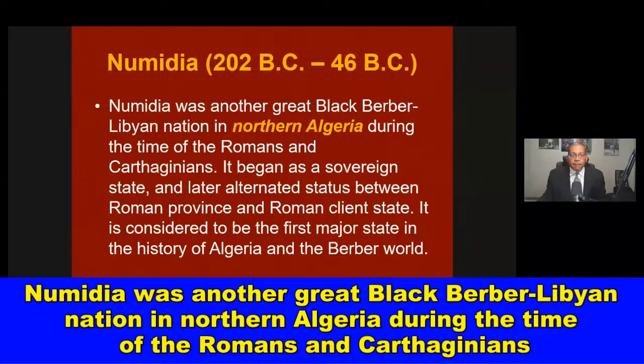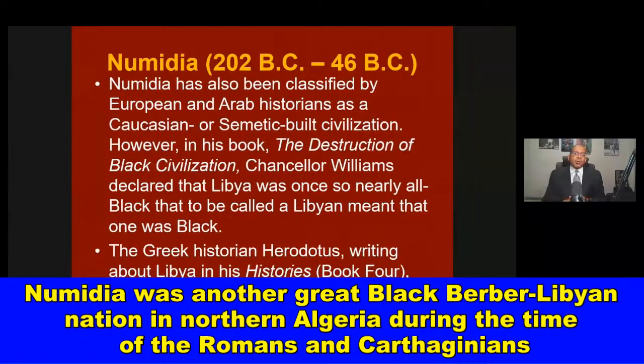All right. Now, Numidia has also been classified by European and Arab historians as a Caucasian or Semitic built civilization. However, in his book, The Destruction of Black Civilization, Dr. Chancellor Williams declared that Libya was once so nearly all Black that to be called a Libyan meant that one was Black.